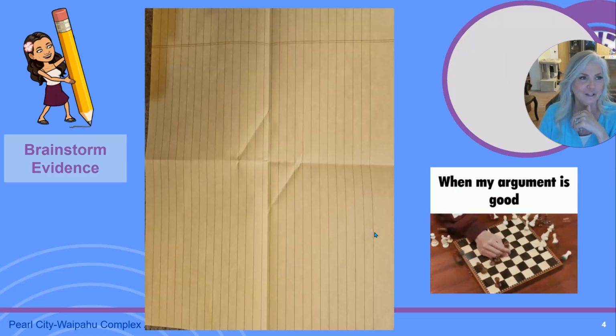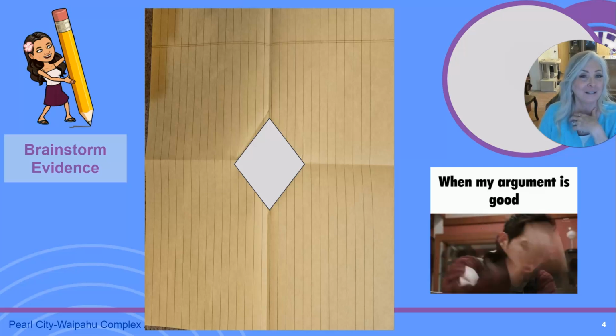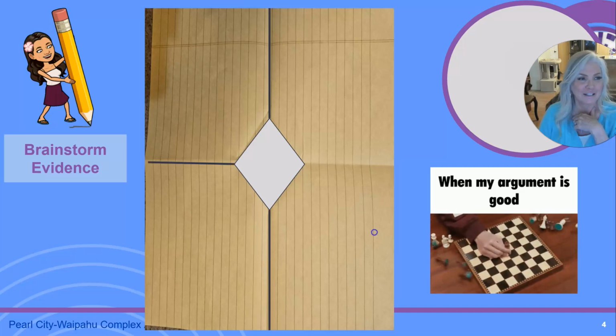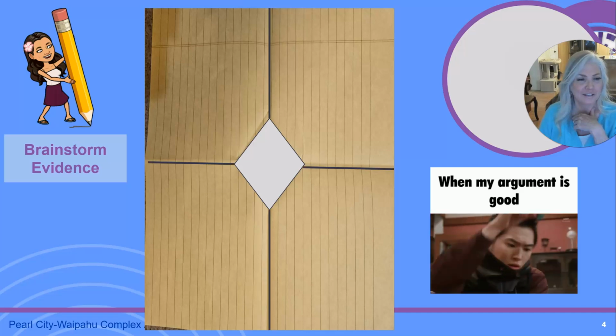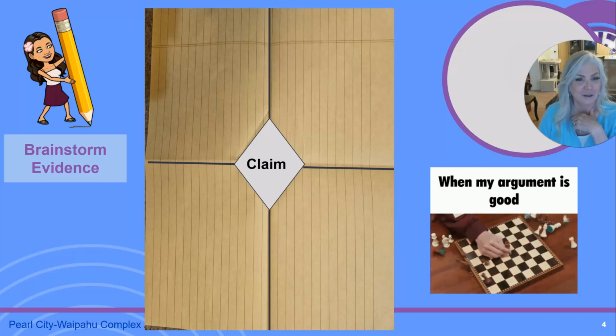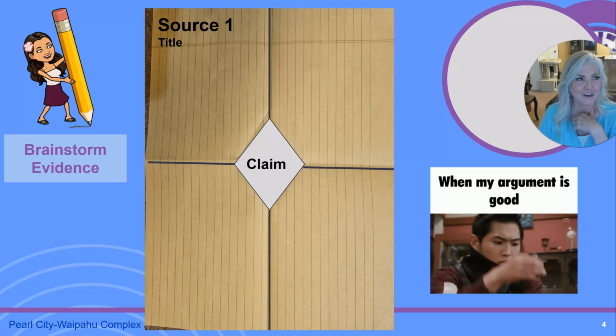So the first thing that we're going to do is put a diamond in the middle, and we are going to draw lines out to the side. So now we have 4 quadrants, and in the middle we're going to put our claim. Whatever our claim is, that's what we're going to write in there.